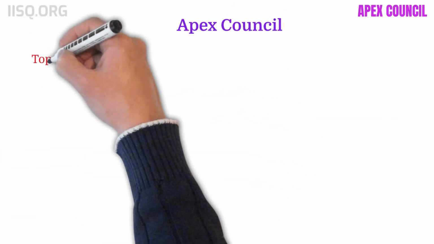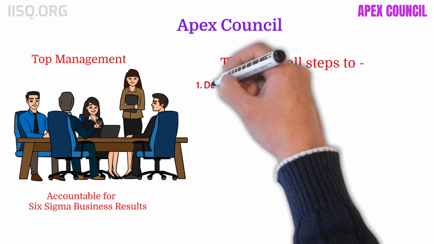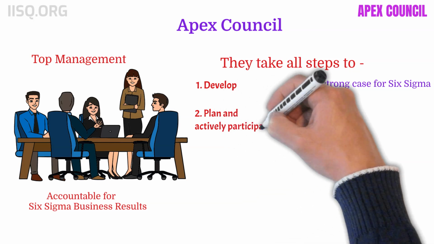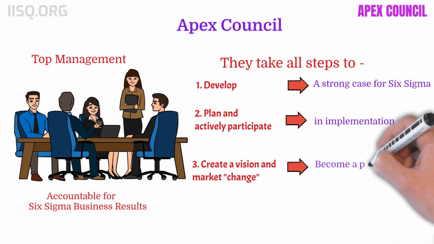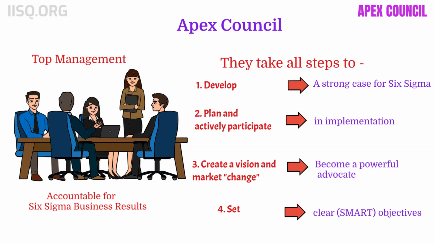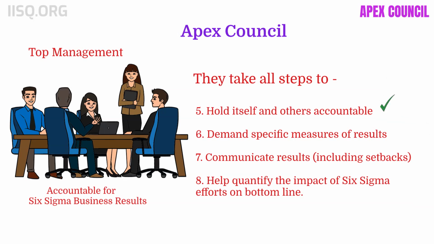Apex Council are the top management. They are accountable for Six Sigma business results. They take all steps to develop a strong case for Six Sigma, plan and actively participate in implementation, create a vision and market change, become a powerful advocate, set clear, smart objectives. Actually, they take all steps to hold themselves and others accountable, demand specific measures of results, communicate results, including setbacks, and help quantify the impact of Six Sigma efforts on the bottom line.